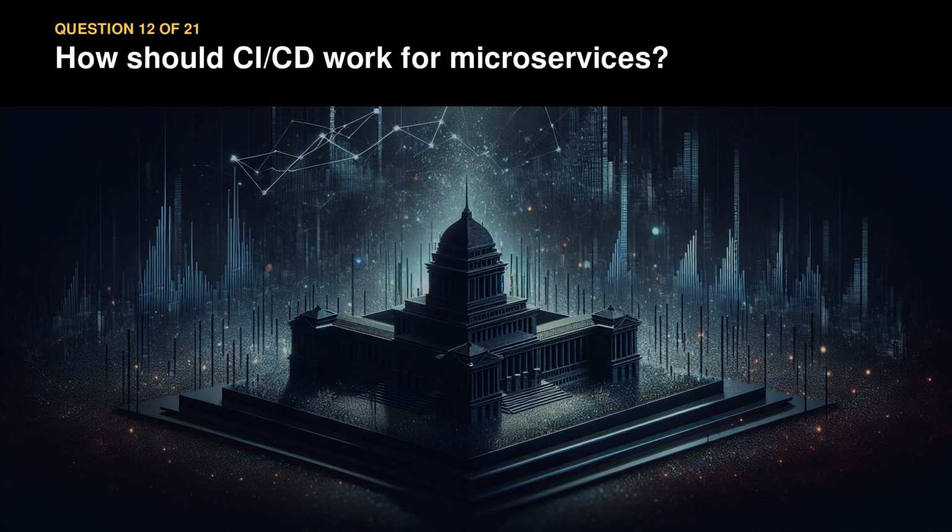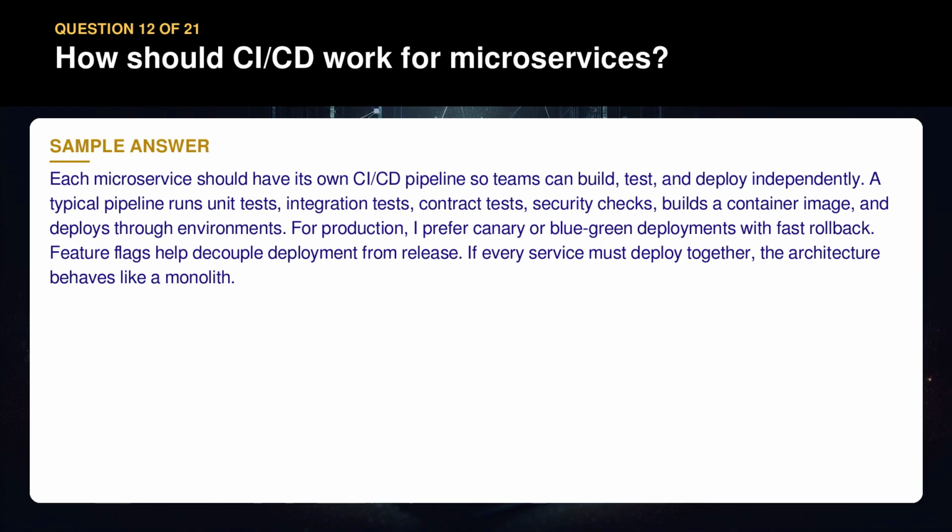Question 12. How should CI/CD work for microservices? Each microservice should have its own CI/CD pipeline, so teams can build, test, and deploy independently. A typical pipeline runs unit tests, integration tests, contract tests, security checks, builds a container image, and deploys through environments. For production, I prefer canary or blue-green deployments with fast rollback. Feature flags help decouple deployment from release.